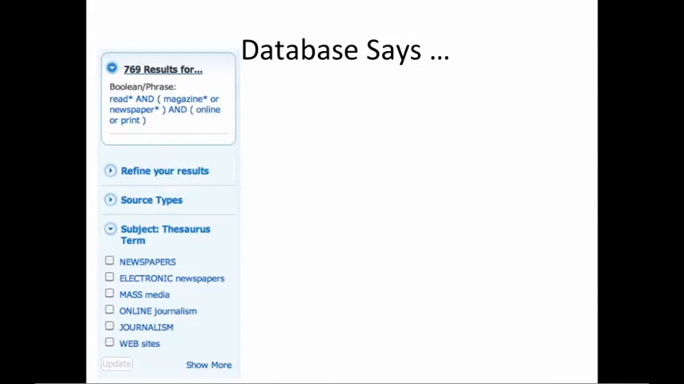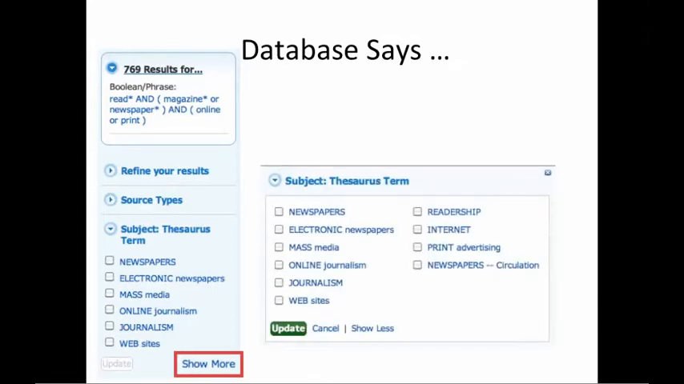So here we have part of the left-hand box from EBSCO, and you see the number of results up at the top and a couple of other options, and then I clicked on the down triangle to open up the thesaurus terms. And if we click on Show More, we'll get even more results. And so these are additional terms that you can use to refine your search.